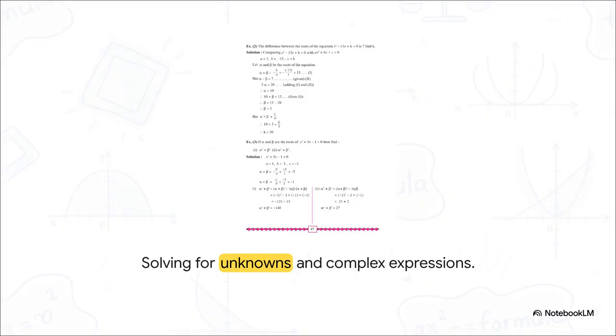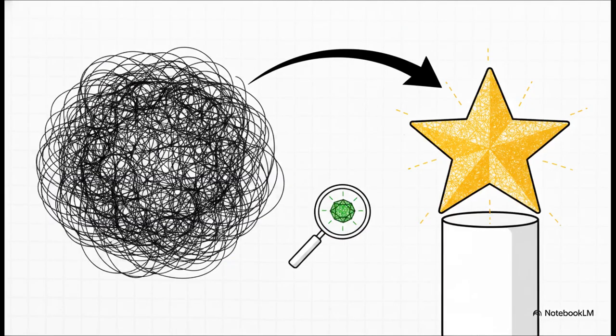Observe example 3 carefully. Even without knowing the individual values of alpha and beta, knowing just their sum and their product allows us to calculate highly complex expressions like alpha cubed plus beta cubed with absolute ease. We just use standard algebraic expansion formulas, substitute minus b by a and c by a, and the answer simply appears. Understanding these secret relationships is the real game changer. It is what elevates you from just calculating to achieving true algebraic mastery.